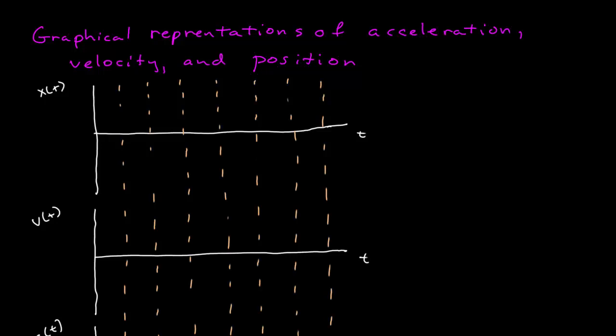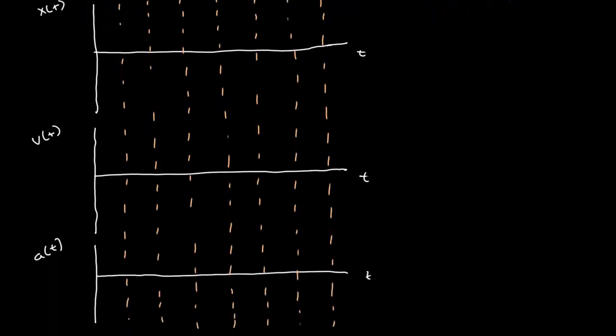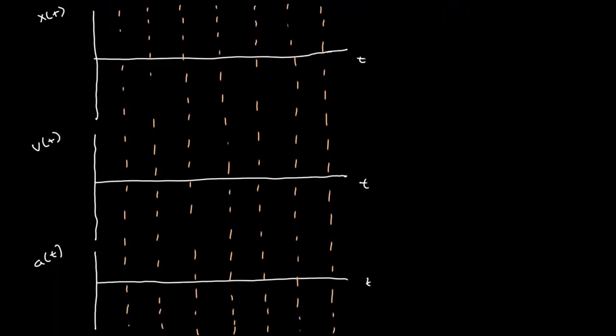In this video, I want to look at the graphical representations of the acceleration, velocity, and position all together. Okay, so I have three graphs here, and I'm going to look at the position, velocity, and acceleration at the same points in time to see how these graphs are related.